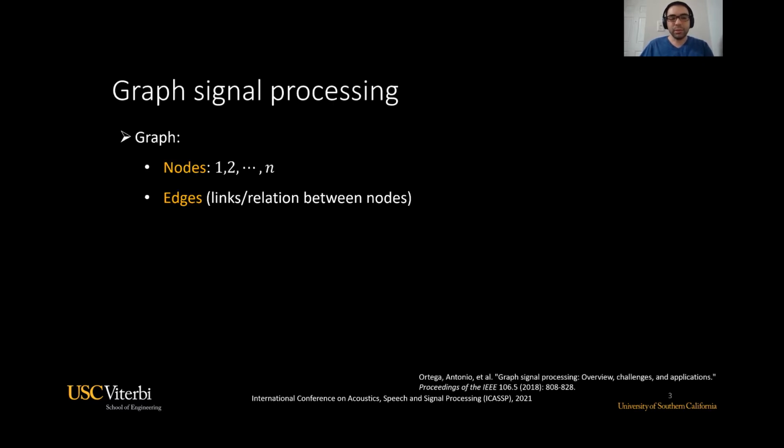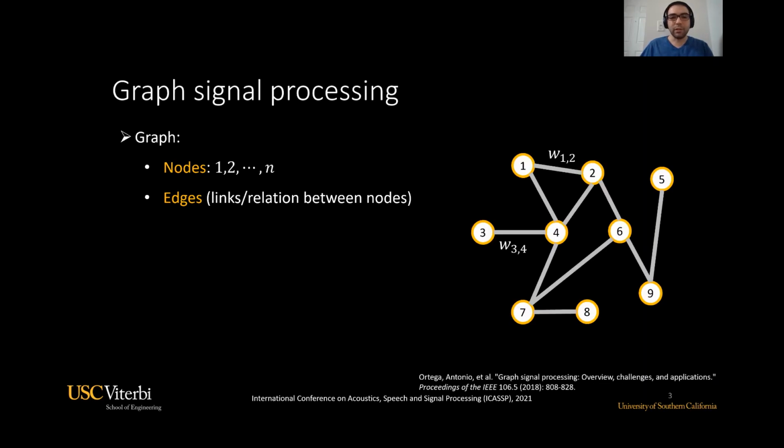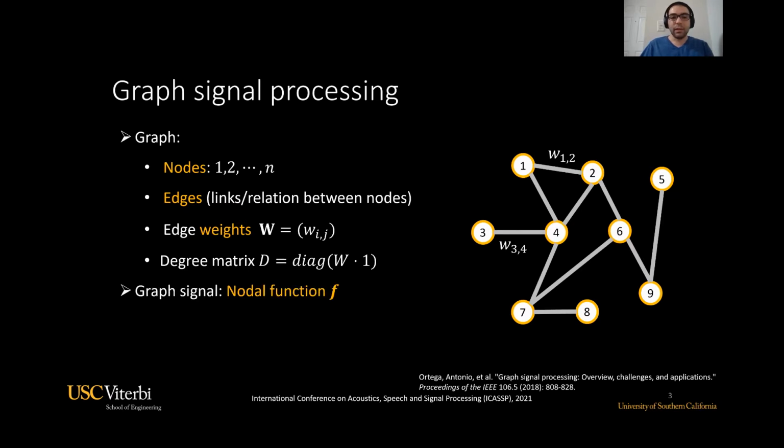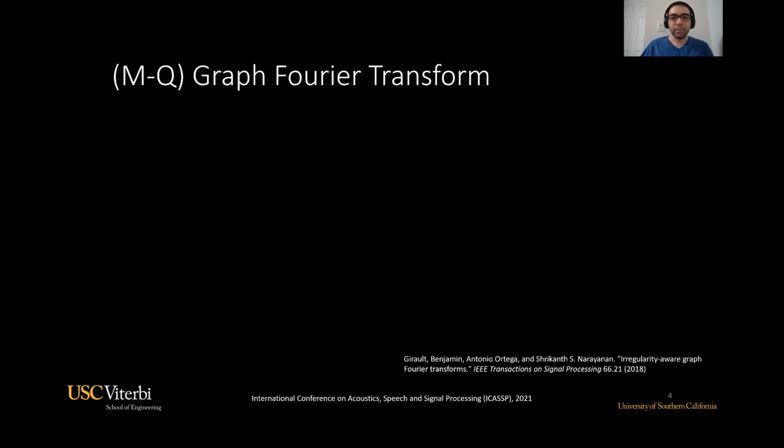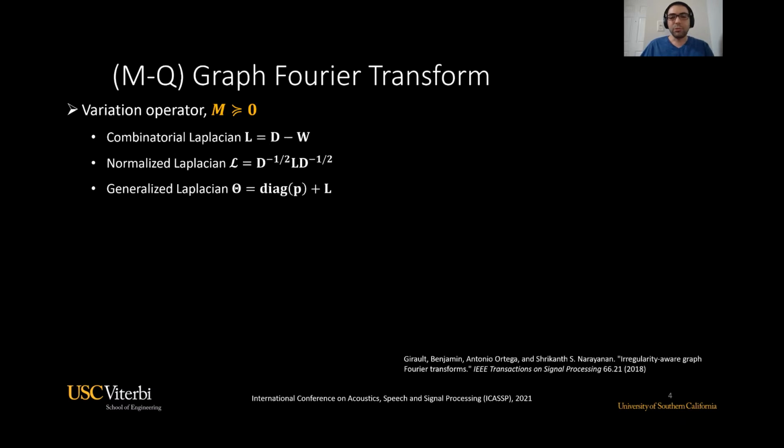So in graph signal processing, we consider graphs. Graphs are a collection of nodes and edges connecting these nodes that represent relationships between them. Edges might be weighted, and in graph signal processing, we're interested in analyzing graph signals, which are functions on the nodes. One of the main tools to analyze graph signals is the graph Fourier transform.